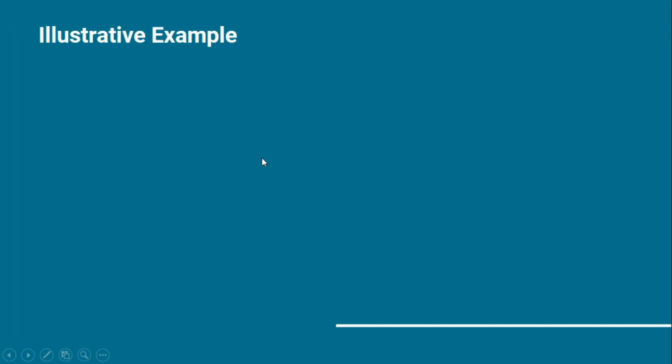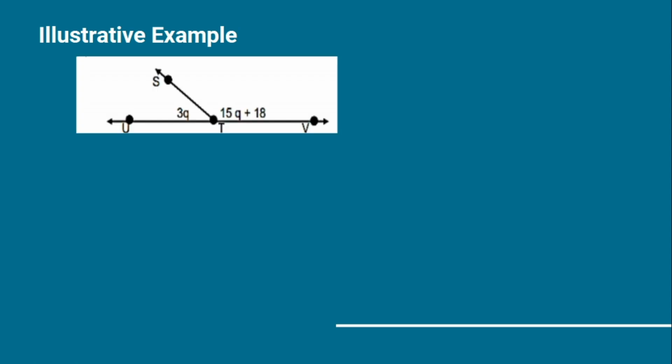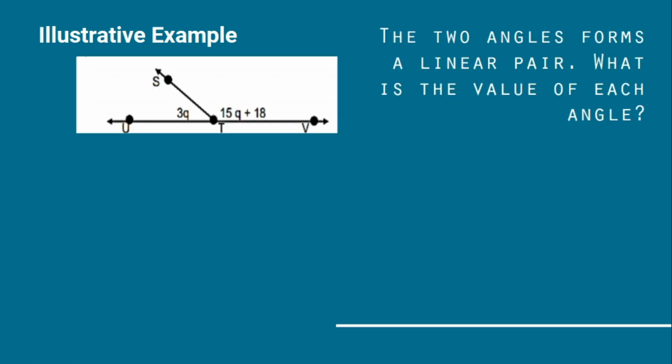Okay, so let's have the illustrative example for our linear pair. So, I have here two angles that form a linear pair. What is the value of each angle? So, meron daw tayo ditong two angles na nag-form ng linear pair.